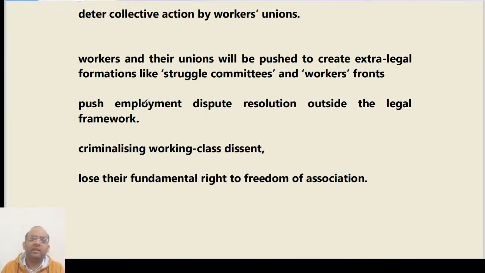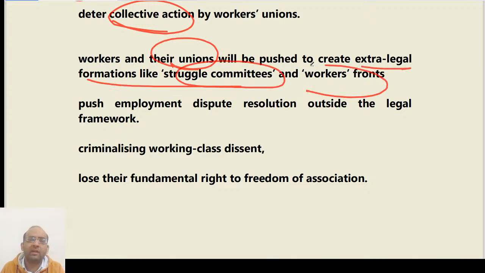So now what would be the implication? First, their collective action would be deterred. So they would no longer be in a position to bargain for greater rights from the capitalist class. Second, their unions would be pushed to create extra legal formations like struggle committees or workers front. Extra legal means beyond the law.